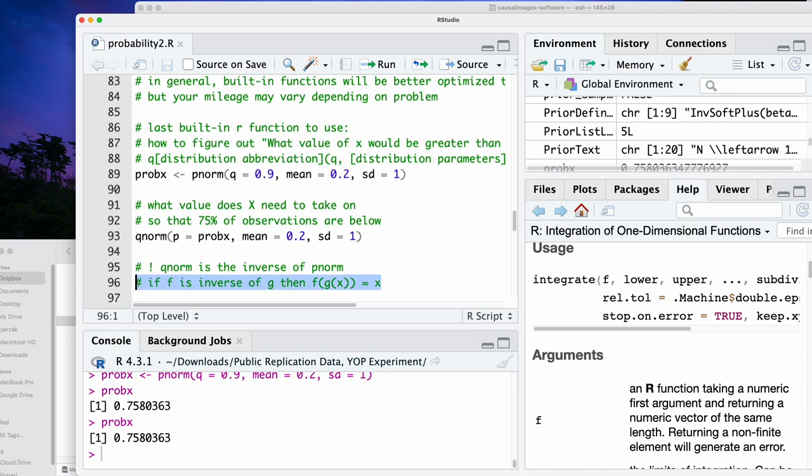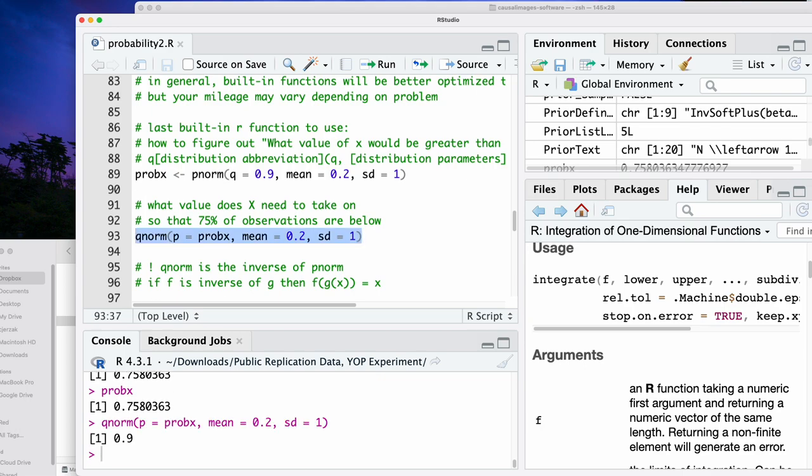And maybe some of you haven't taken the inverse class yet, but inverses just mean you do the thing and it gives you back. If you apply a function and then you apply the inverse of that function, you get back the original input. So in this case, the two functions sort of work in tandem. So qnorm basically answers the question, what value would my random variable need to take on so that 75% of my data are below that value? So in this case, when I hit qnorm, it gives me that.